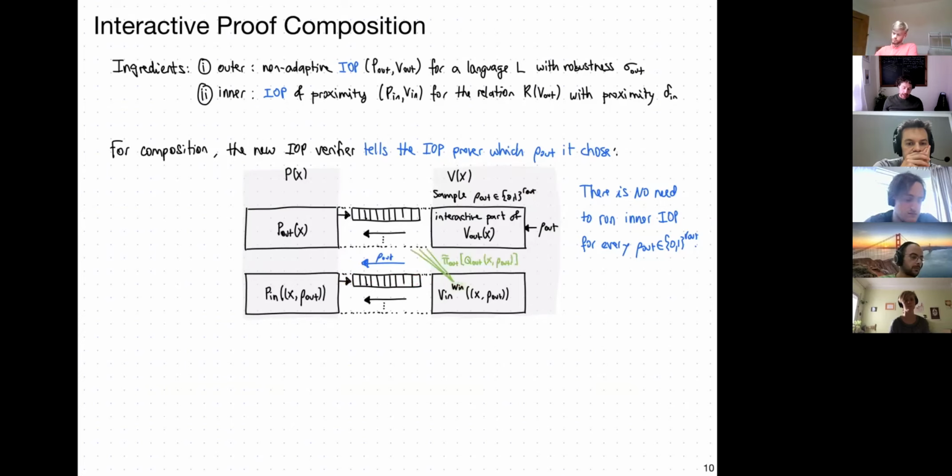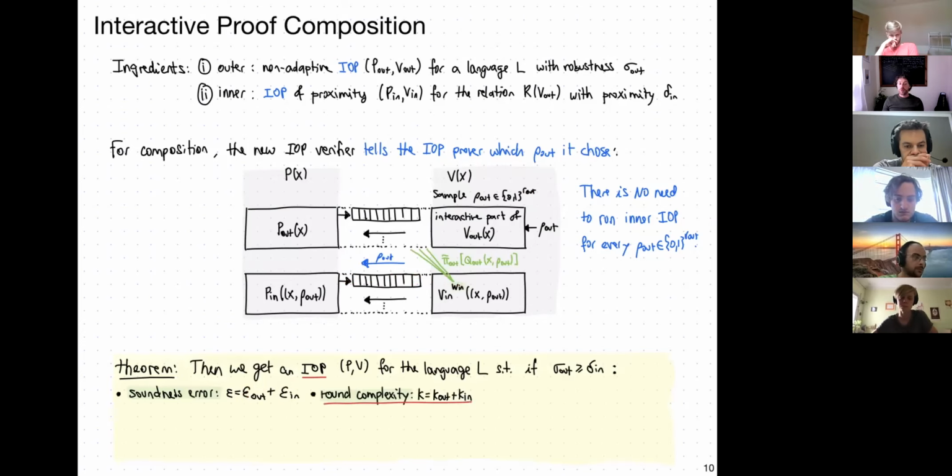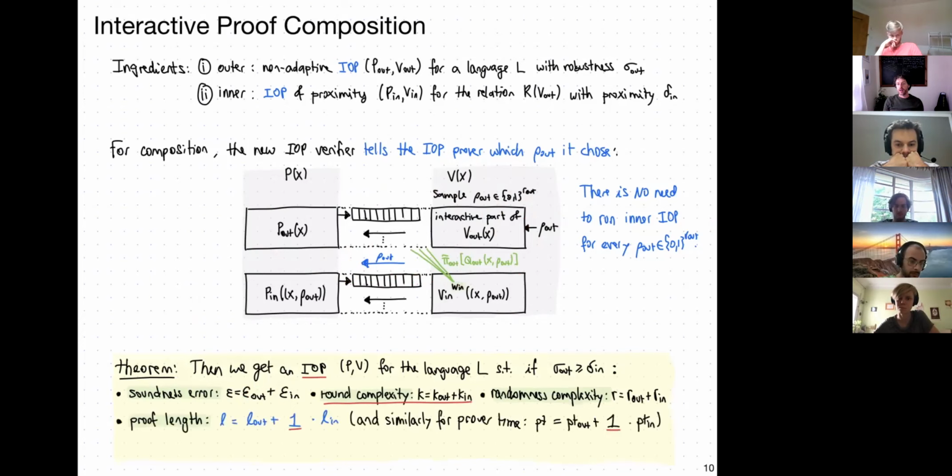And so what does it give us? It gives us another IOP. And the soundness error would be as before, the soundness error of the outer one plus the inner one. The round complexity, which is new, would be, again, we run one time the outer IOP and one time the inner IOPP. And the randomness complexity, again, because we're choosing the randomness in both of them, so just like everything behaves additively. But here's the crux.